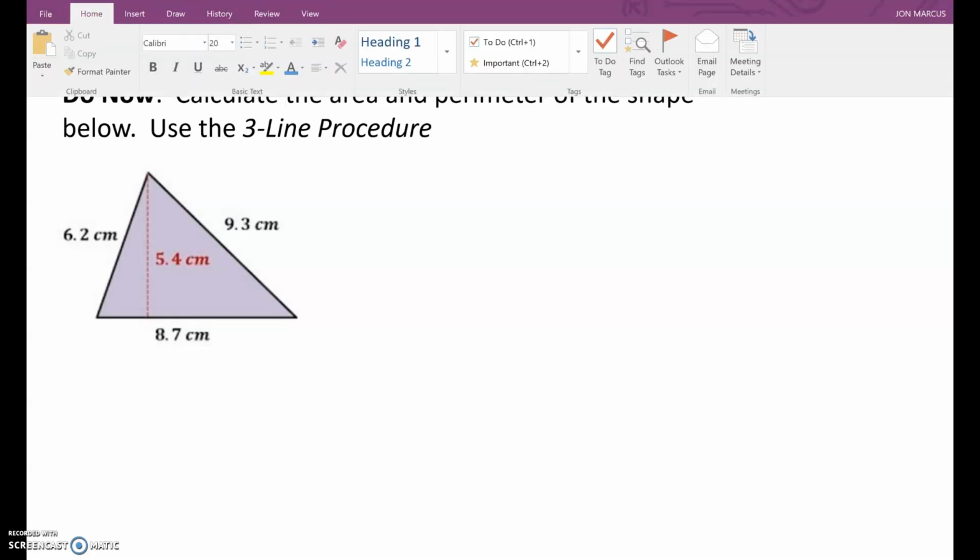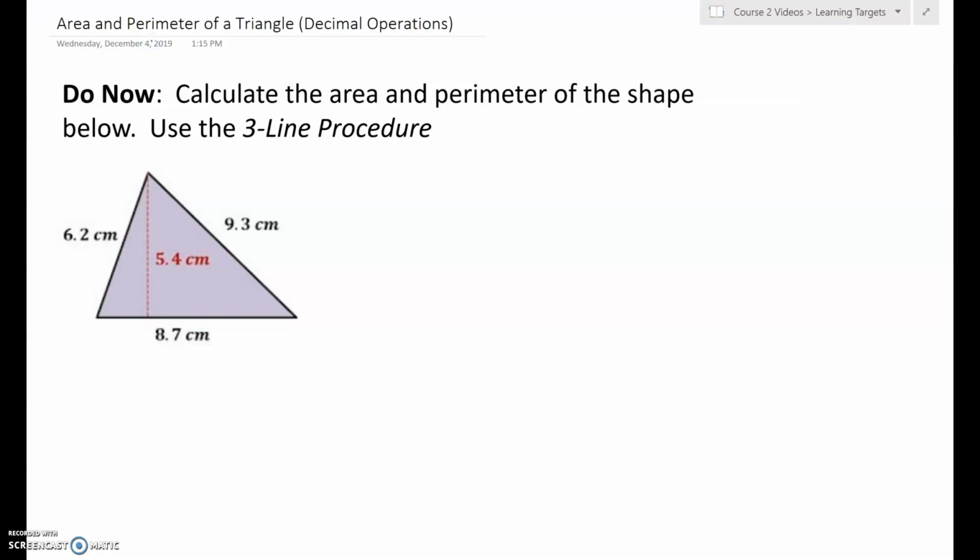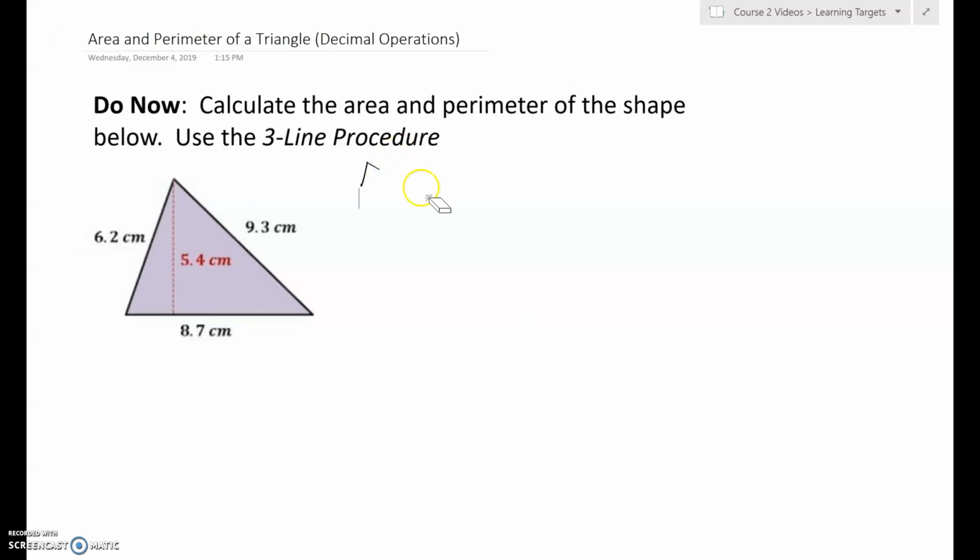The three-line procedure asks us to start by writing the formula. That's the first line. Just write out the formula for the area of a triangle. You can write it in two different ways. One of them is area equals the base times the height, divided by 2. The other one you'll see written is area equals half of the base times the height. I'm going to use base times height divided by 2.